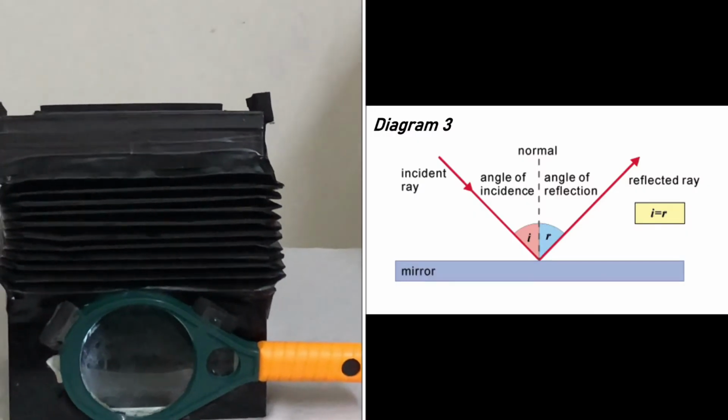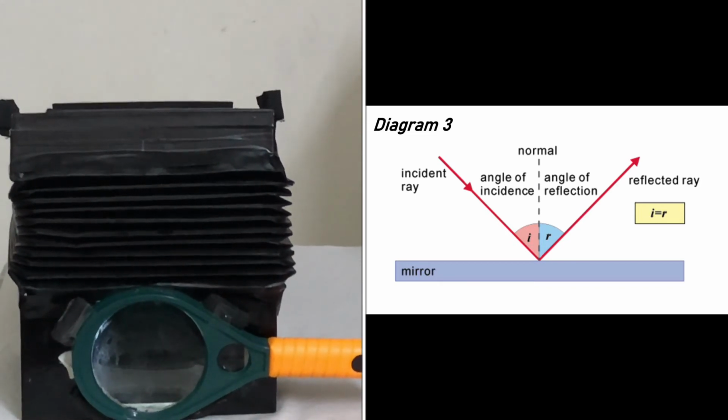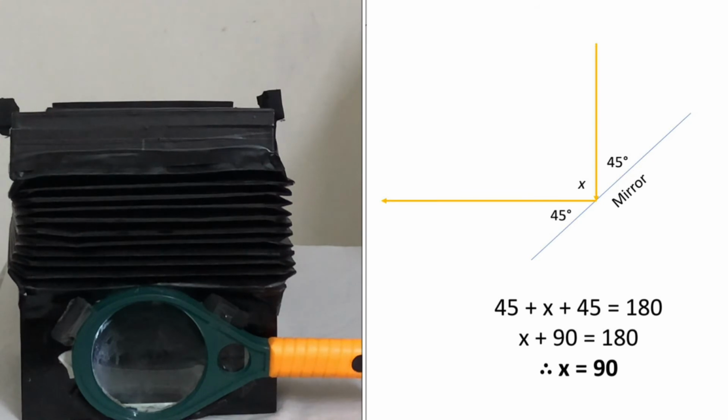It states that the angle of incidence, that is, the angle formed between the normal and the incident ray, is equal to the angle of reflection, the angle formed by the reflected ray and the normal. Since the rays strike the mirror at exactly 45 degrees, they leave at 45 degrees. And since all angles on a straight line sum up to 180 degrees, 45 plus 45 plus another angle should equal 180. Thus, the angle which is formed between the coming rays and the reflected rays is 90 degrees.